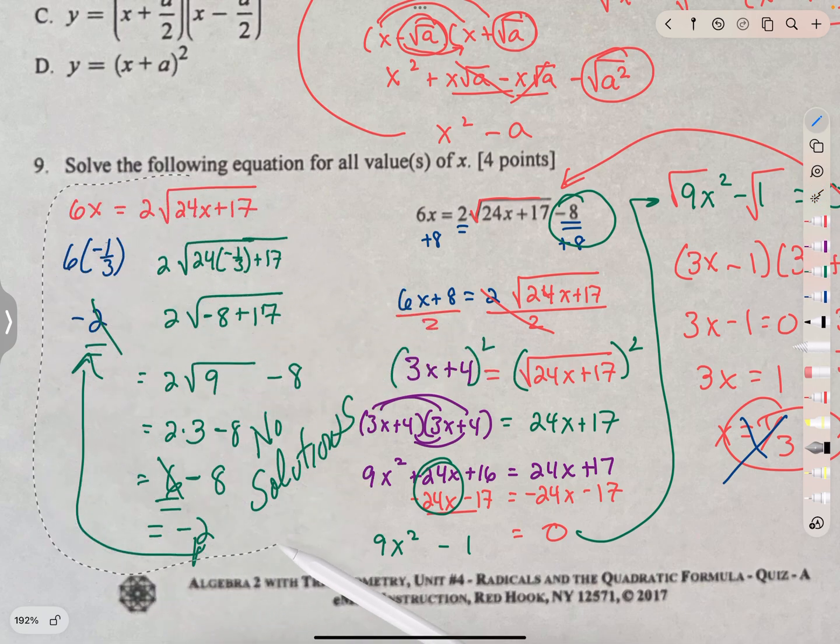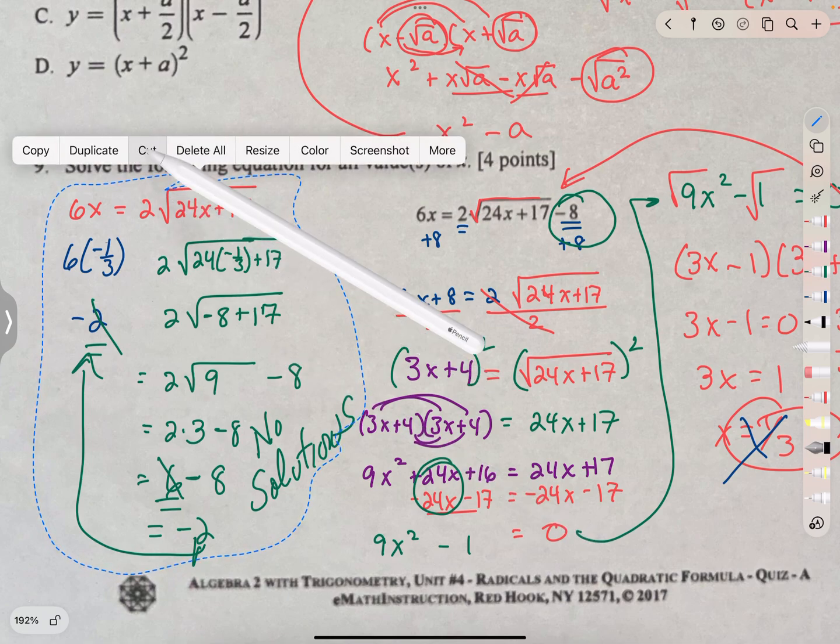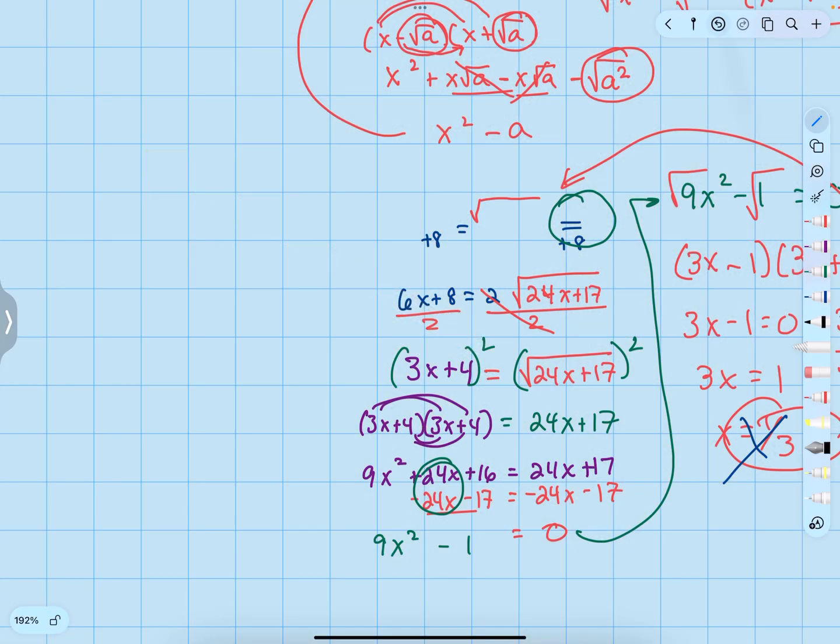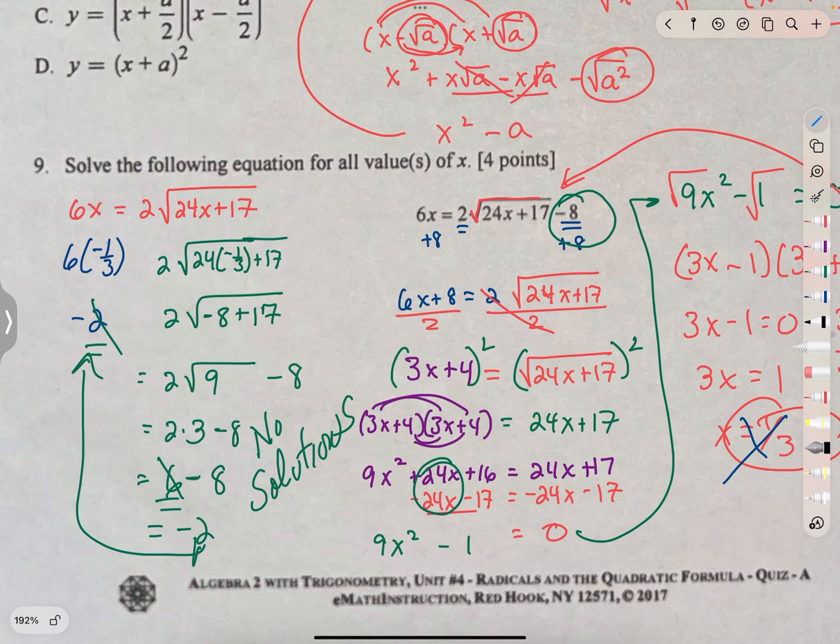Teach me to do math on a Saturday afternoon. All right. Let's see if I can clean this up. I'm sorry, Maddie.